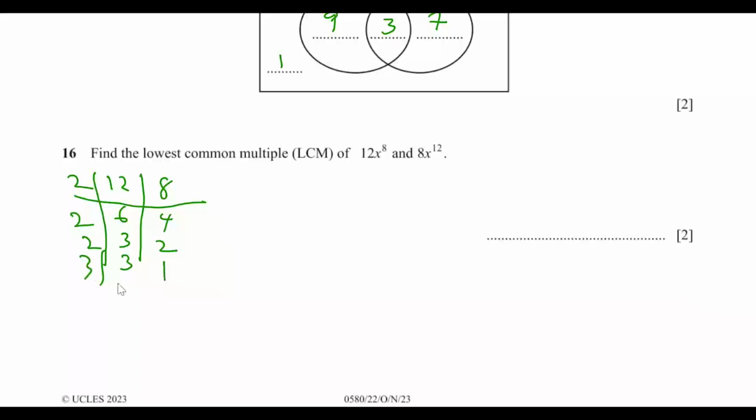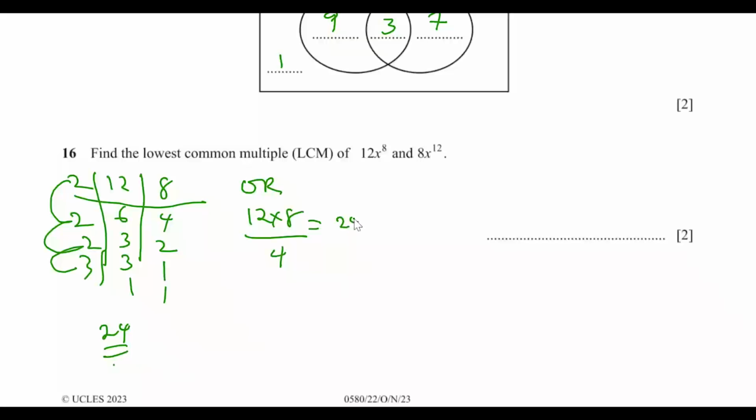Finally 3 can go, you have 1 here, 1 here. So you have the LCM to be 2 times 2, 4, 4 times 2, 8, 8 times 3, that will be 24. That is one way. Another way is to multiply the 12 by 8 and divide by the highest number that can go in 12 and 8, which is 4. So this will still give you 24, because 4 here 1, 4 in 12 3.